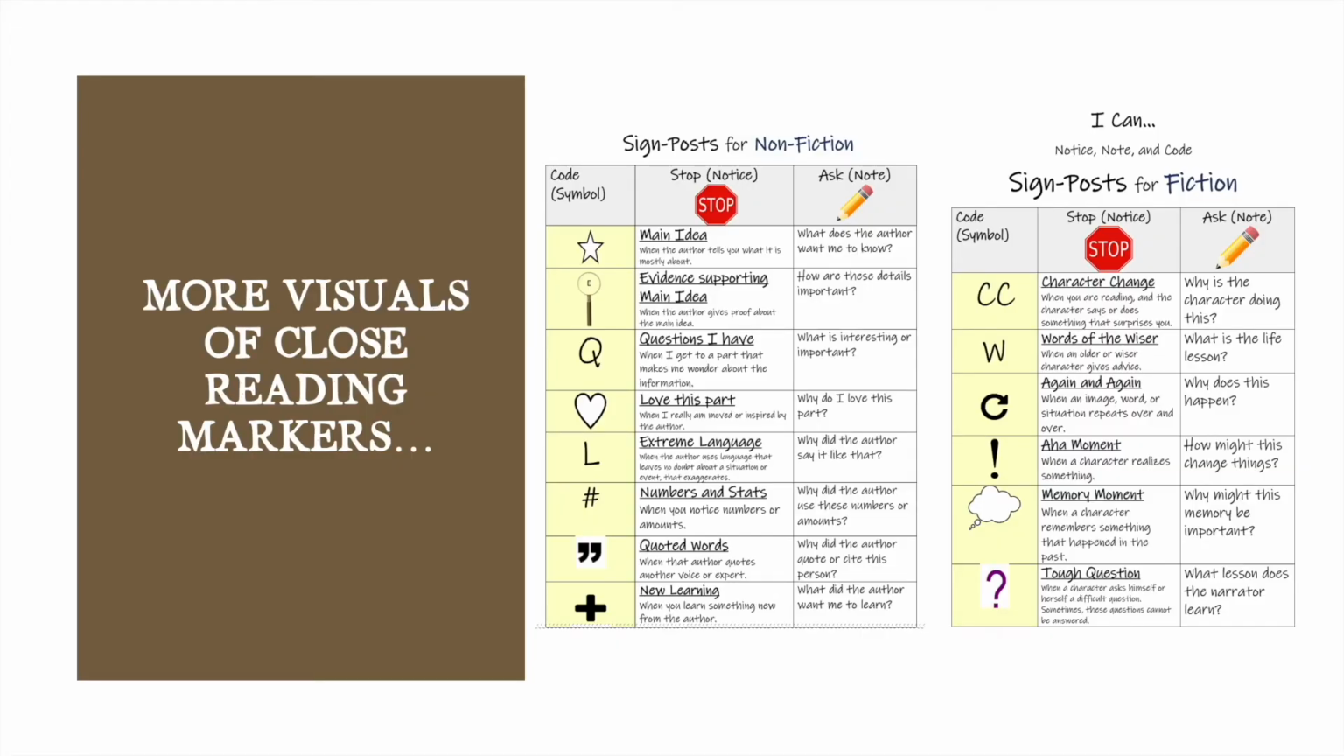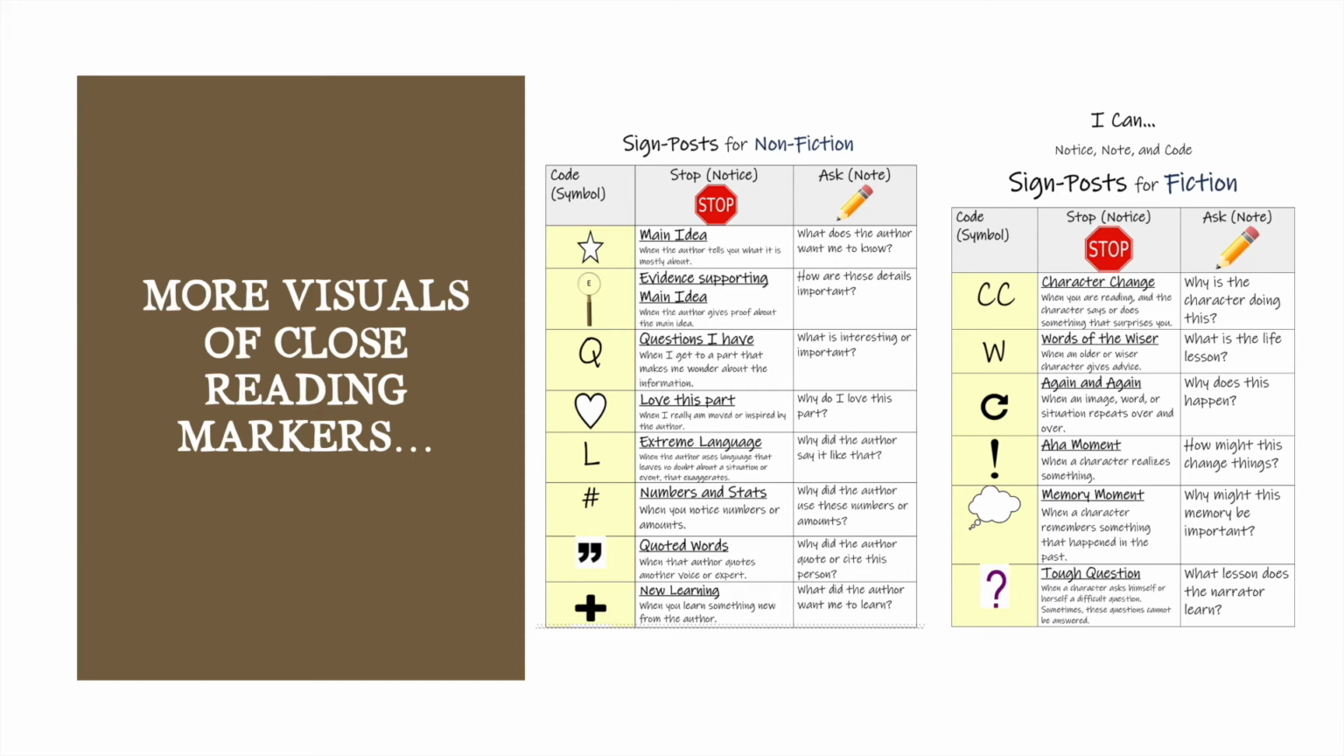The next one is just more visuals of close reading markers. So this is something the kids would use for nonfiction or fiction. We call these signposts, so you can see these and how they would be utilized in your classroom. I especially like, for the nonfiction, the heart. They love this part. It just gives them ownership of what they like.